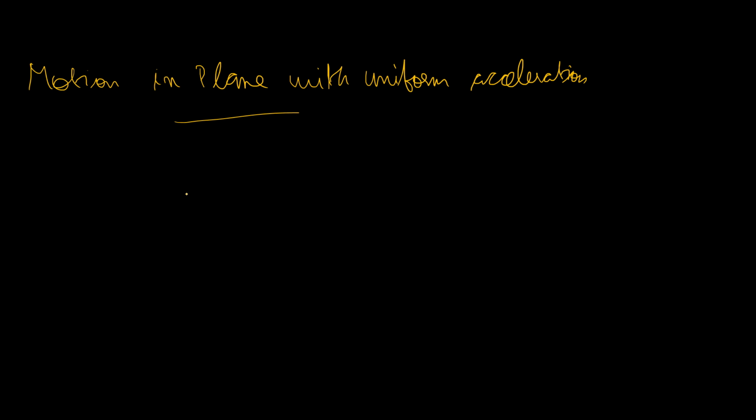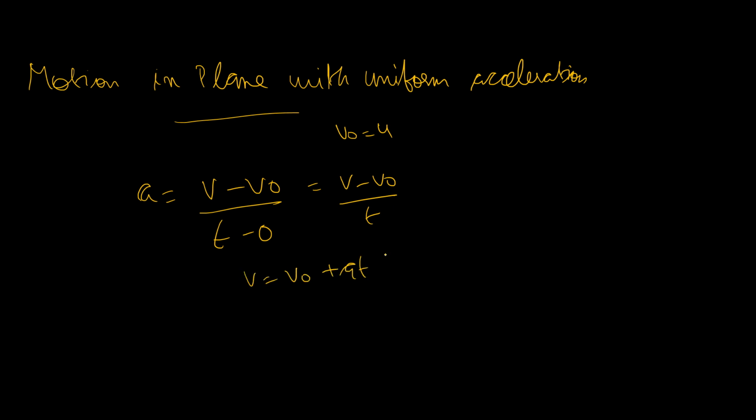According to the definition of average acceleration, we have a is equal to v minus v0 divided by t minus 0, where v0 is same as u. It is again given by v minus v0 by t. Also we have v is equal to v0 plus at, that is v is equal to u plus at. In terms of rectangular components, we can represent vx is equal to ux plus ax into t, vy is equal to uy plus ay into t.